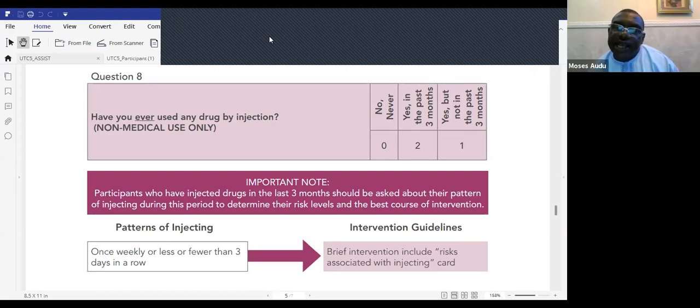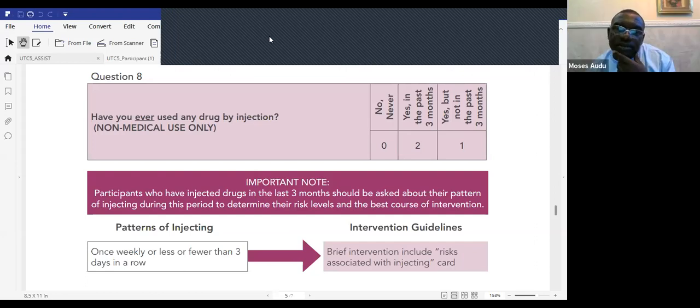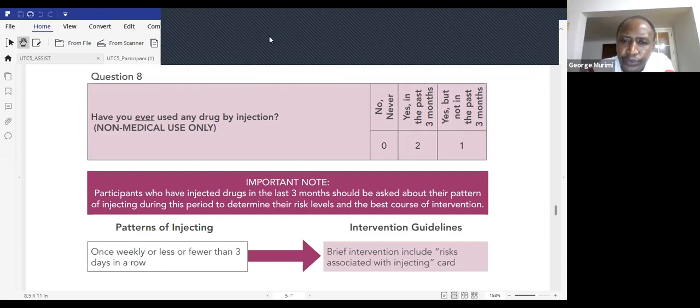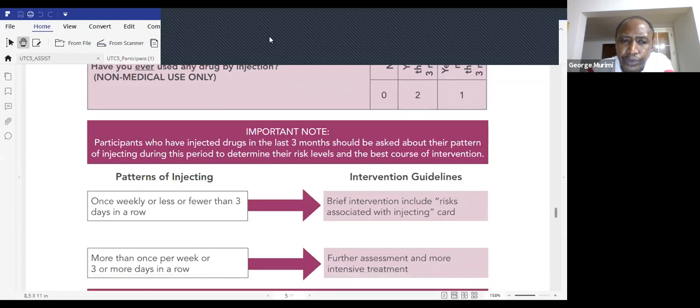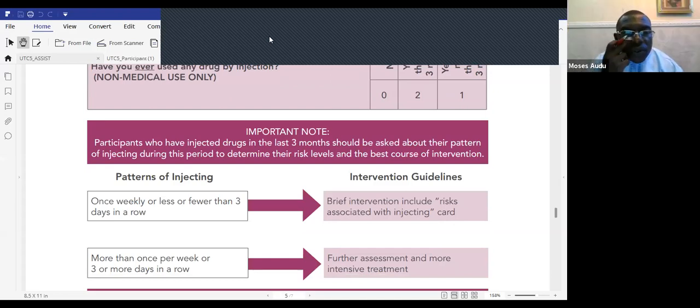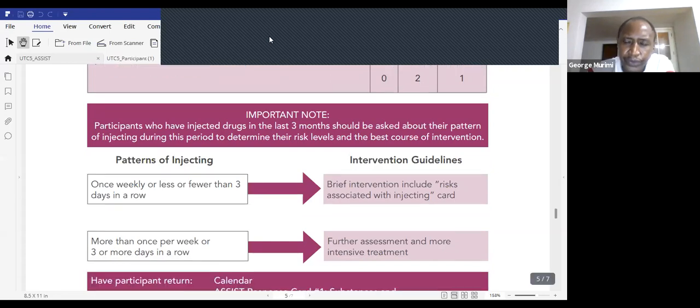Was it in the past 3 months, or not in the past 3 months? It's in the past 3 months. In the past 3 months? Yes. Only once? Only once, yes. Okay. So you use it only once weekly or less? Okay, in the past 3 months, only once? Only once. Okay, thank you.